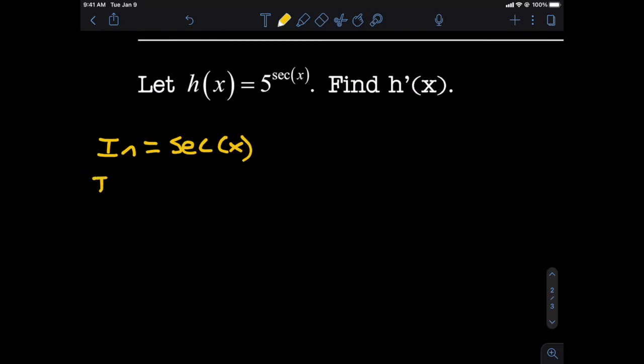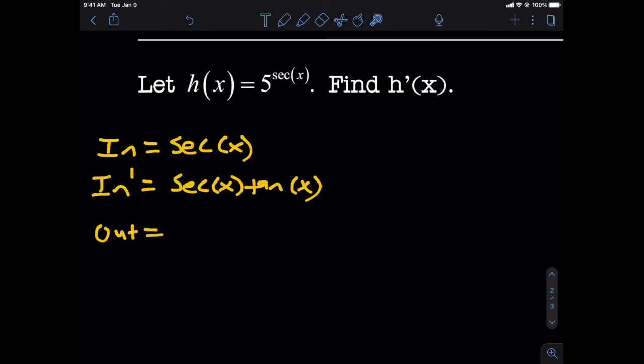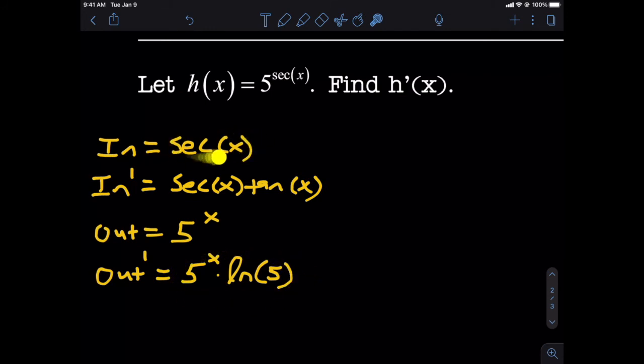The derivative of secant, or in prime for our function, is going to be secant of x times the tangent of x, or just secant tan. Our outside function is going to get rid of secant x, or rather replace it with regular x. So we are going to give ourselves 5 to the x. The derivative of this function right here, out prime, is going to be 5 to the x times the natural log of 5. And at the risk of sounding like a broken record, out prime, where we plug in for our x value, and then we multiply times in prime.